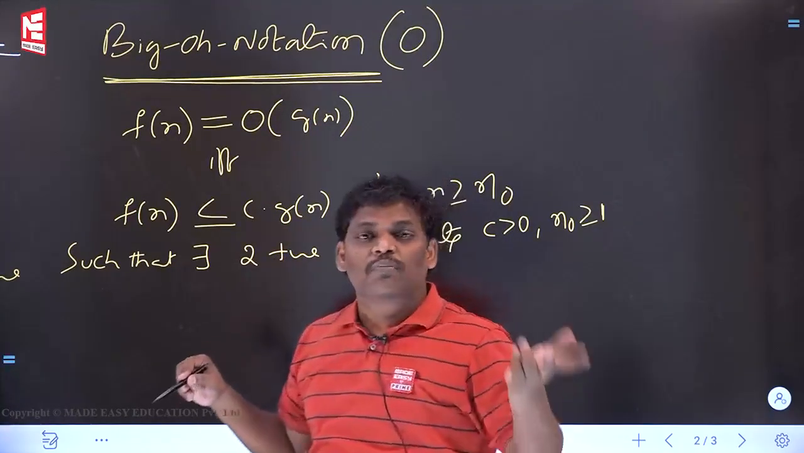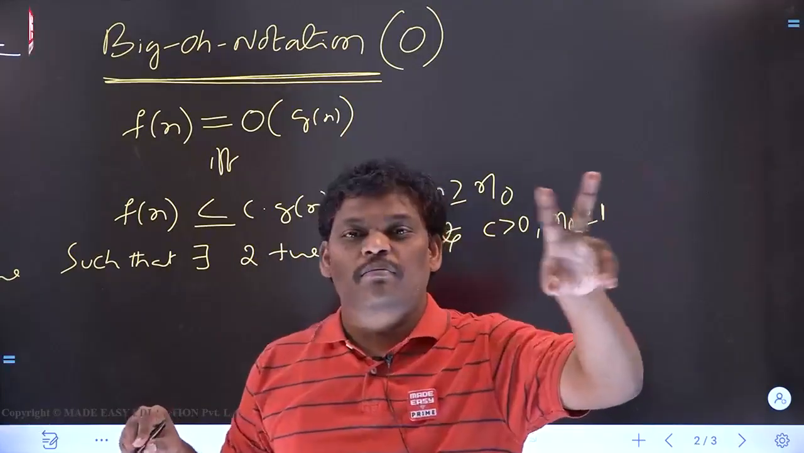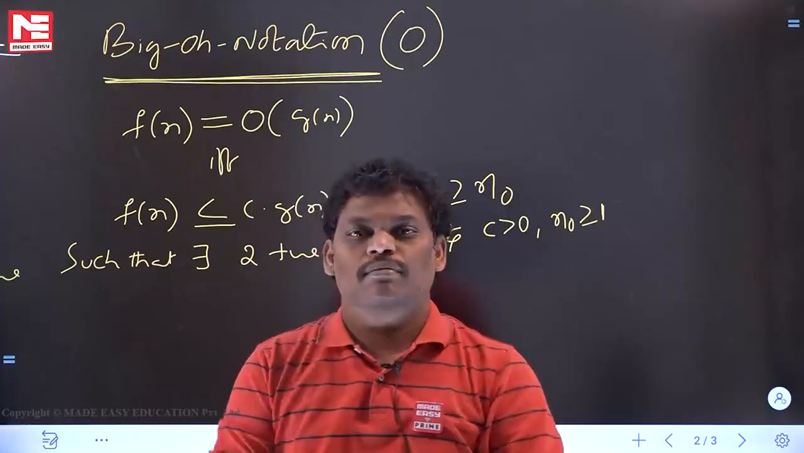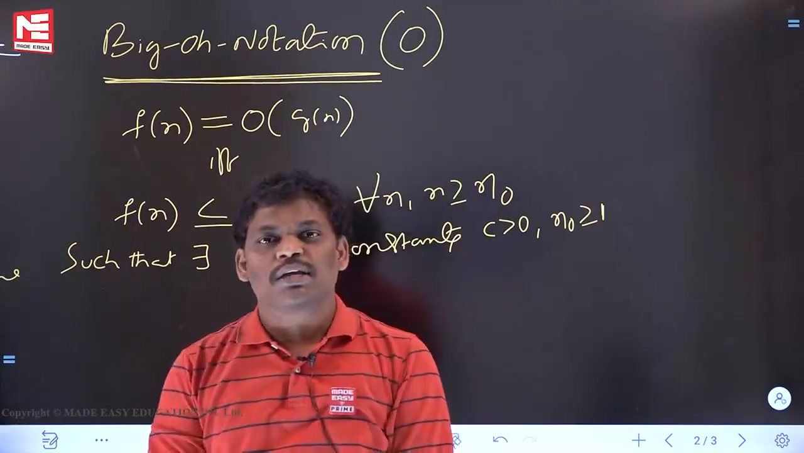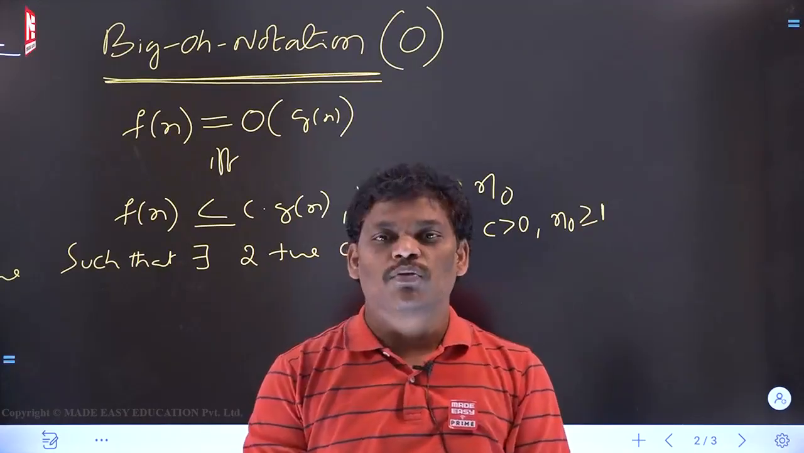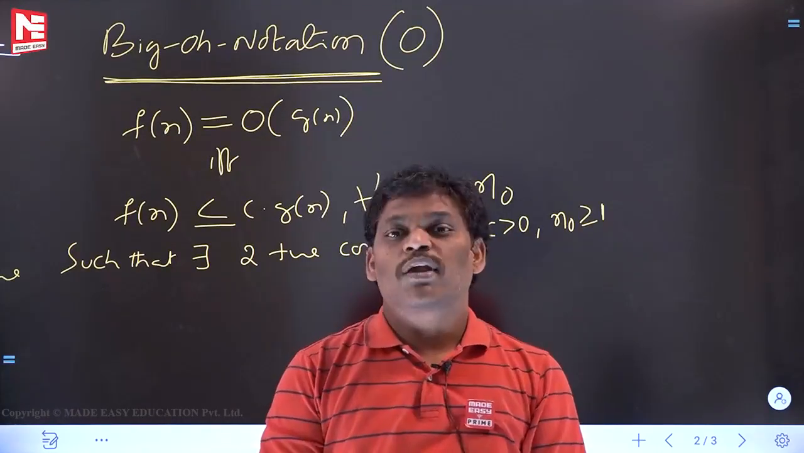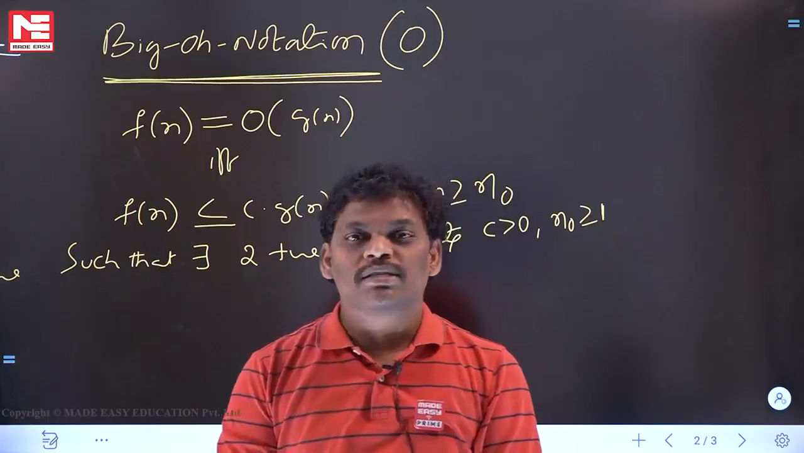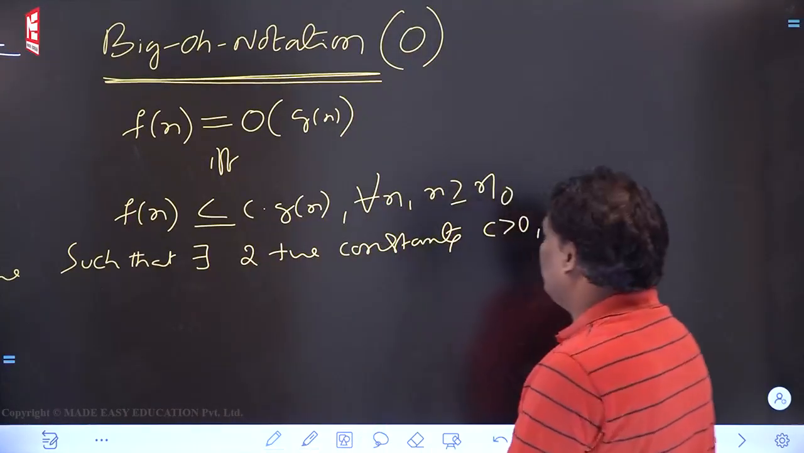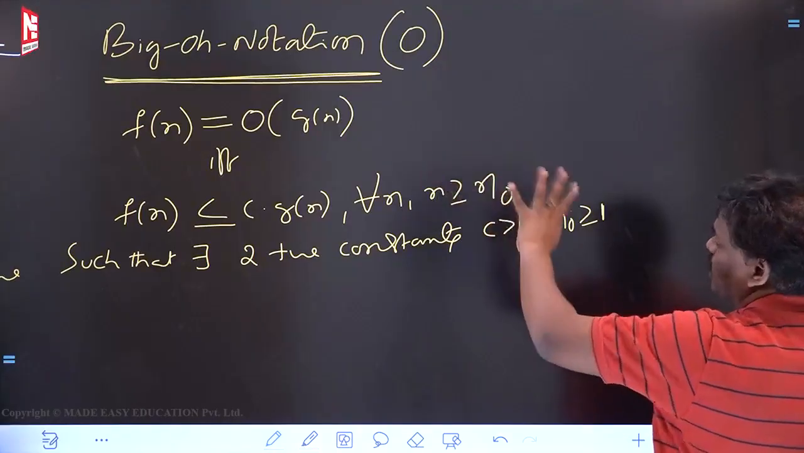Next one. If big O is satisfied and omega is satisfied between two functions, then it is theta. You know big O, you know omega also. Big O is less than or equal to, omega is greater than or equal to. When big O is satisfied and omega is satisfied, then theta will come. I already took one definition. See this one, the big O notation definition I have written.